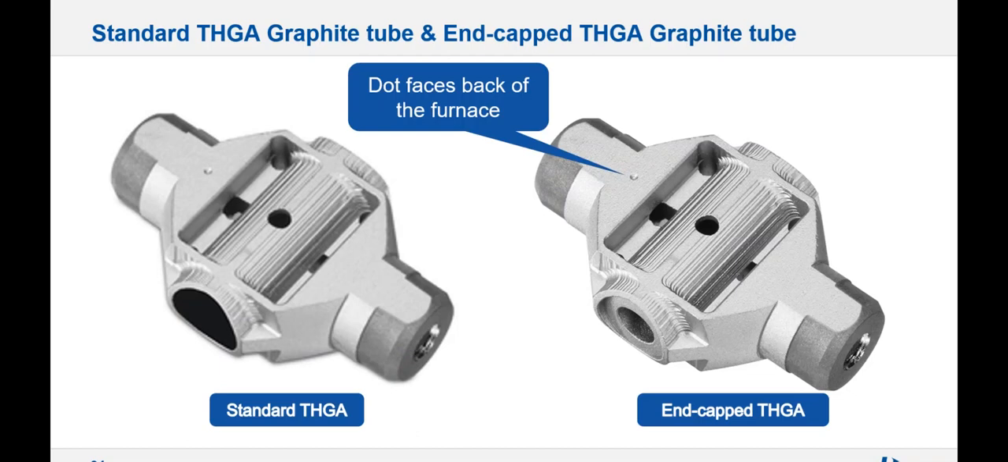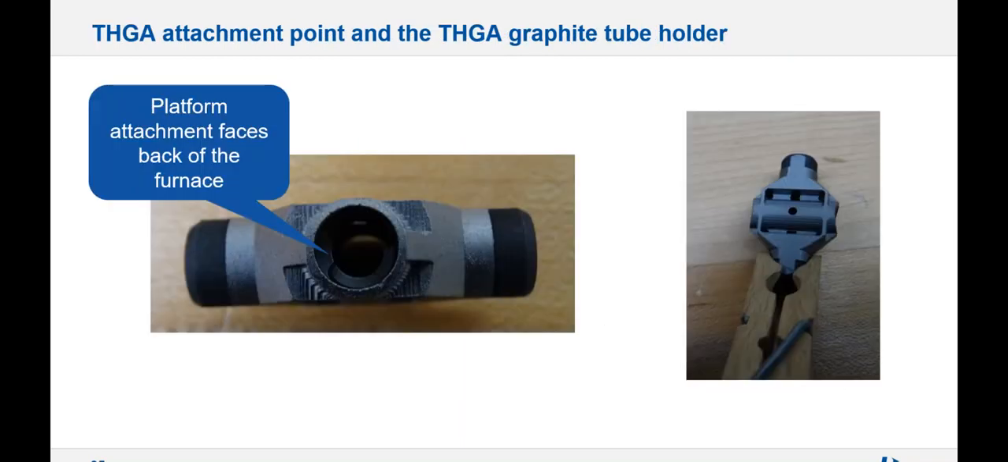So these are pictures of the standard THGA tube and the end cap tube, and you see now our current tubes have the dot, indicating that the dot goes in the back. And again, if you have older graphite tubes, you want the platform attachment to the back of the furnace. That way you'll have the platform slightly higher in the back. And you have your tool to either remove or insert the THGA tube.